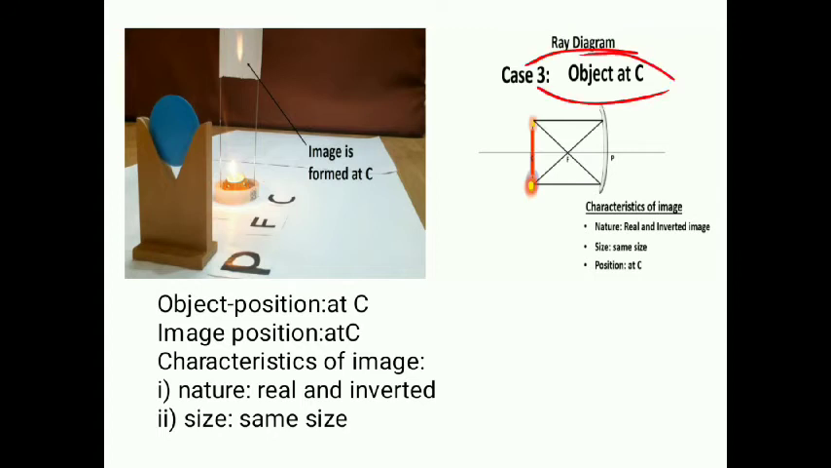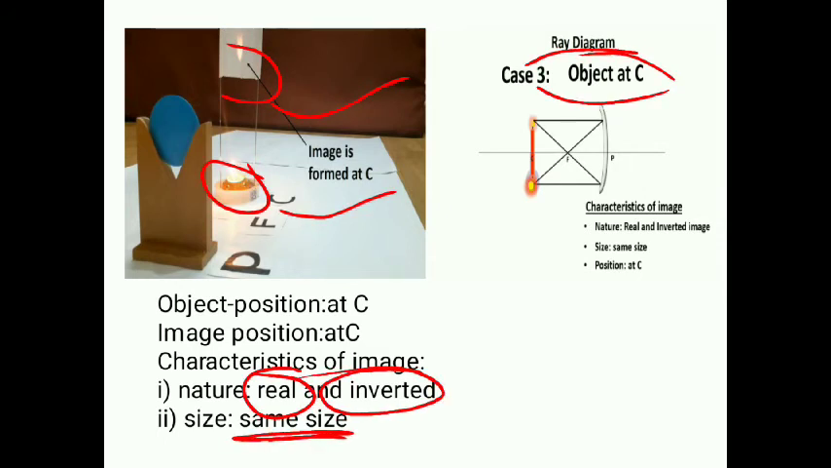When object is at C, the image will also form at C. This is the only situation where we get the same size image and the object position and the image position is same. Here it is a real image, inverted image and same size. The image will also form at same position as an object.